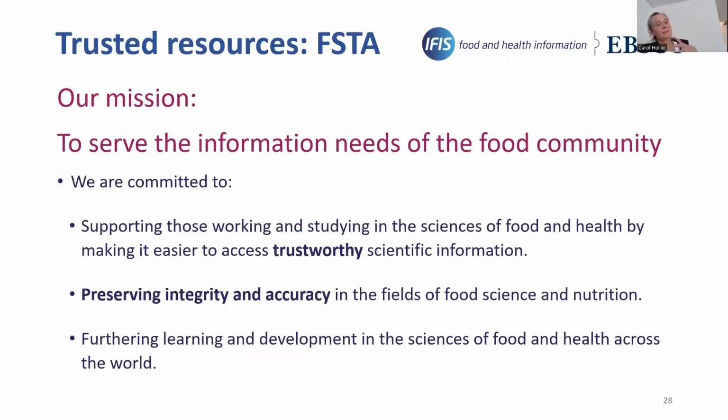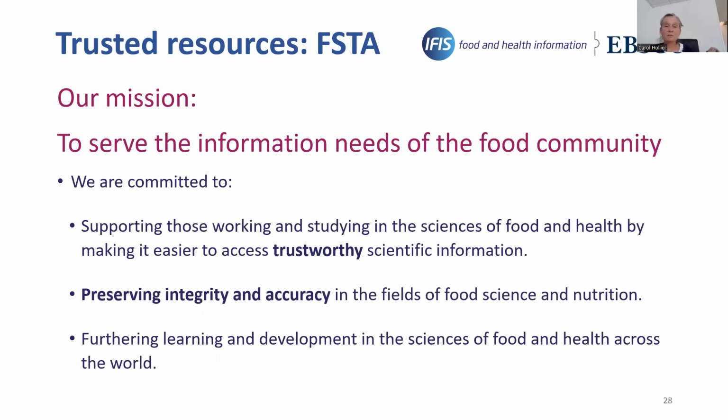The other way that you can approach excluding predatory journals and journal articles from your research is to use trusted resources. One such trusted resource is FSTA. FSTA is a database for food science and nutrition scientific literature. It's published by IFIS Publishing, and it's available on the EBSCOhost platform.